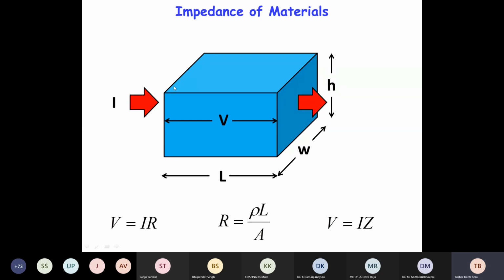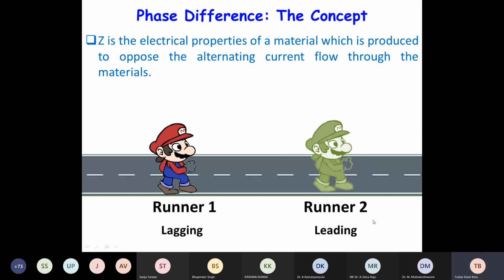There may be two electrodes pasted on these two sides, and we are sending some current and measuring the voltage, and after dividing that voltage by the known current, we can get the impedance. So this is the technique.